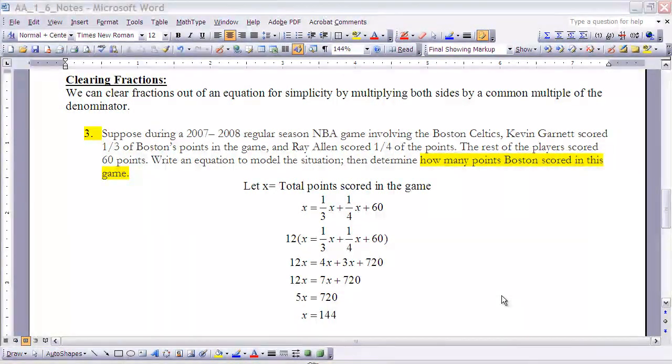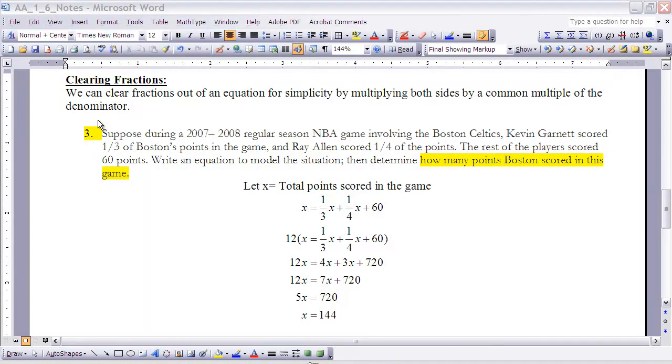Okay, let's take a look at this example in which we're going to use clearing fractions to help us solve it. It also is an example of taking a word problem and writing an equation out of it, something you spent some time with in Algebra 1. It says, suppose during the 07-08 regular season NBA game involving the Boston Celtics, Kevin Garnett scored 1/3 of Boston's points in the game. Ray Allen scored 1/4 of the points. The rest of the players scored 60 points. Write an equation to model the situation, then determine how many points Boston scored in this game.